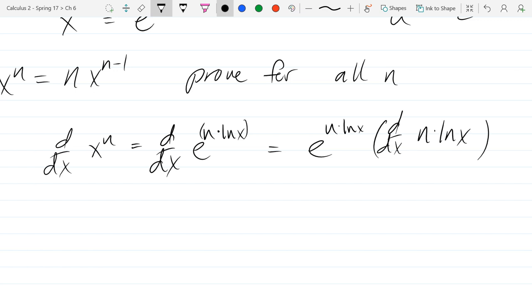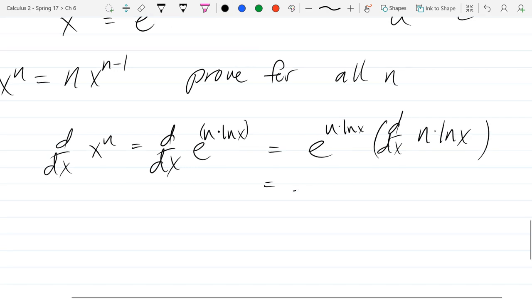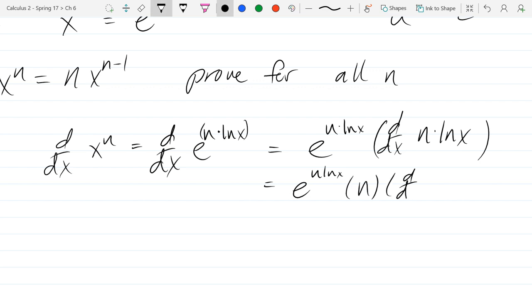All right, so we get constant multiple rule. Bring the n out front of the derivative. Times n times d dx ln x. All right, test your short-term memory. What's the derivative of natural log x? 1 over x. So this is 1 over x.